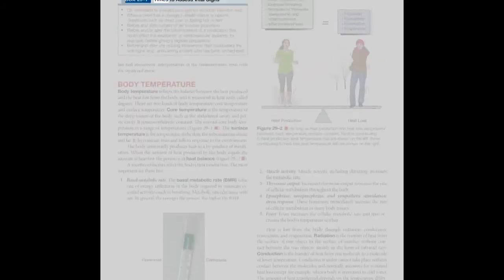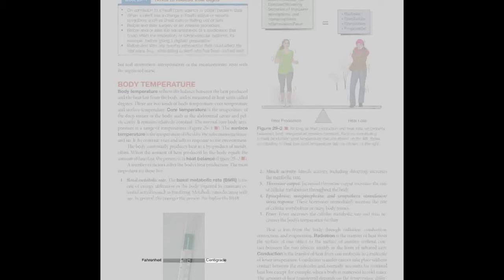Box 29:1 Times to assess vital signs. On admission to a healthcare agency to obtain baseline data. When a client has a change in health status or reports symptoms such as chest pain, or feeling hot or faint. Before and after surgery or an invasive procedure. Before and/or after the administration of a medication that could affect the respiratory or cardiovascular systems, for example, before giving a digitalis preparation. Before and after any nursing intervention that could affect the vital signs, for example, ambulating a client who has been on bed rest.